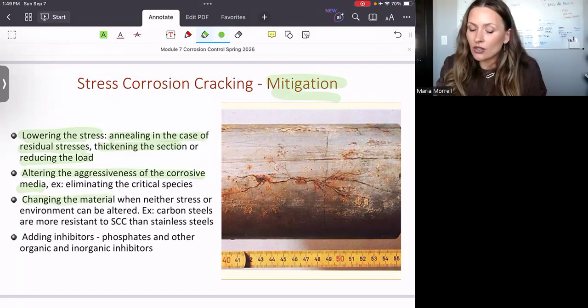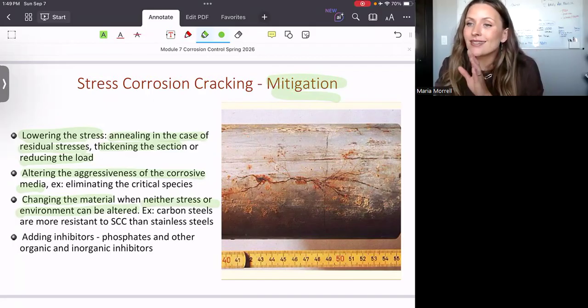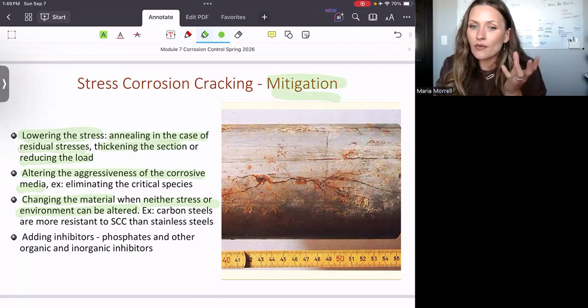We change the material when neither stress or environment can be altered. Just as an example, carbon steels are more resistant to stress corrosion cracking than stainless steels. So sometimes it makes sense to just swap the material. And of course, you can add the inhibitors.